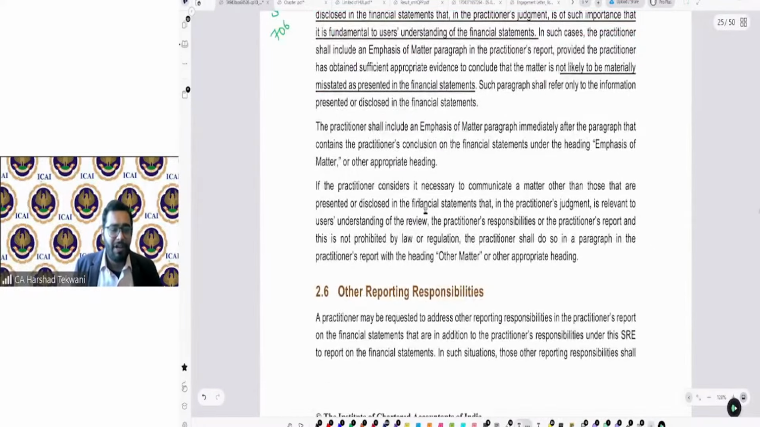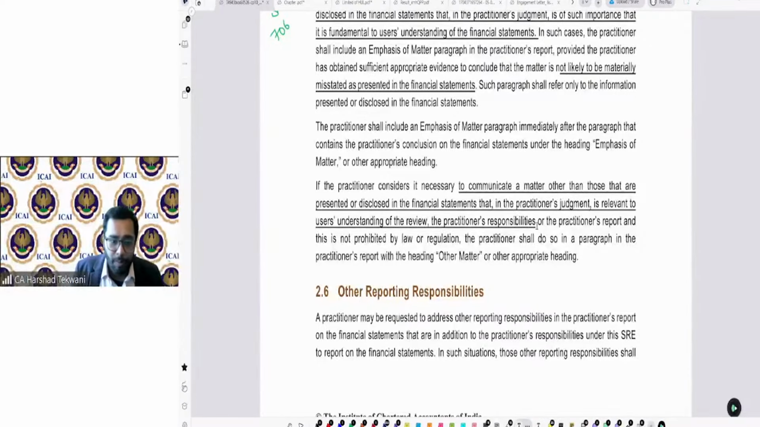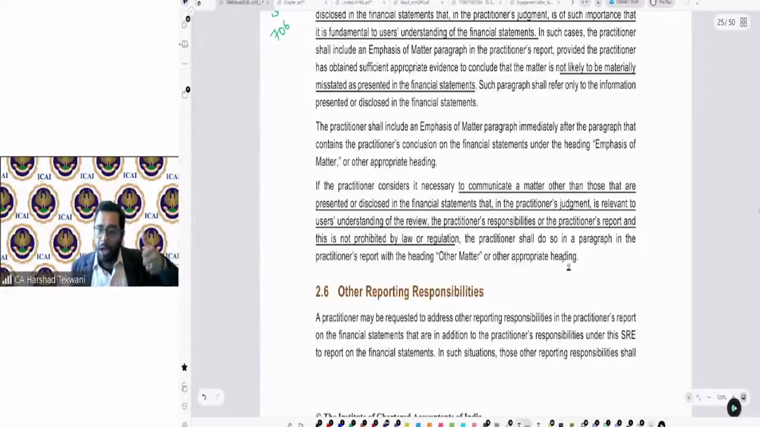Same way, if the practitioner considers it necessary to communicate other matters, other than those presented and disclosed in the financial statements, that in the practitioner's judgment are relevant to the users' understanding of the review, the practitioner's responsibility or the practitioner's report, and is not prohibited by law or regulation, then he can do it in an other matter paragraph. Earlier in SA 706, we used to have audit, auditor's responsibility, auditor's report. Instead of that, we have review, practitioner's responsibility, and practitioner's report. Nothing changed here.